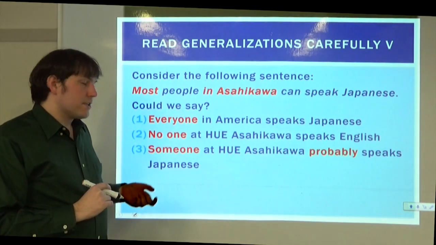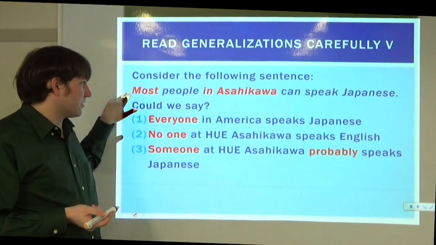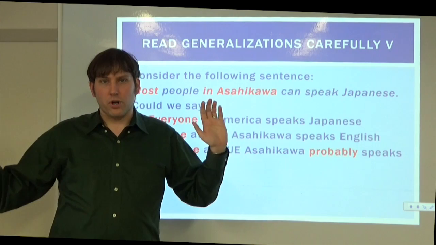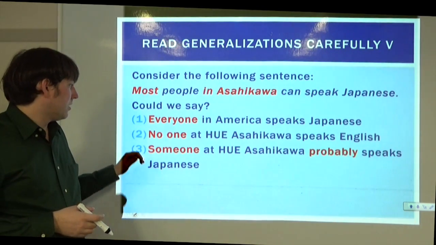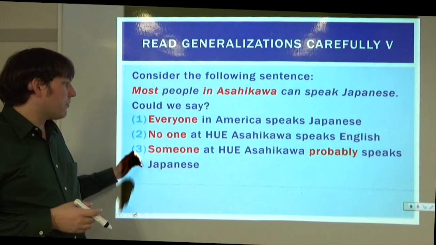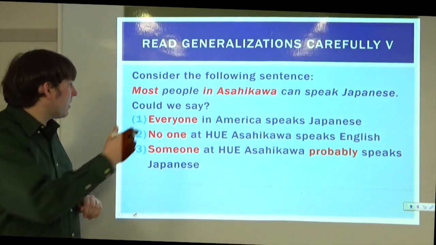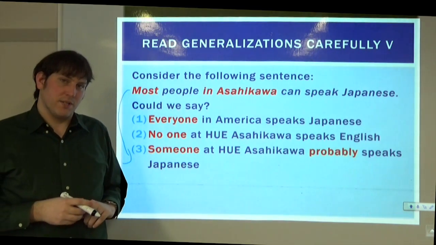This one, no one at HUE Asahikawa speaks English. It's doubtful we can say this either based on this sentence, because speaking Japanese and speaking English are not exclusive. It's possible to be able to speak both. Next, someone at HUE Asahikawa probably speaks Japanese. Now, on the basis of this sentence, it's quite easy to support that statement.